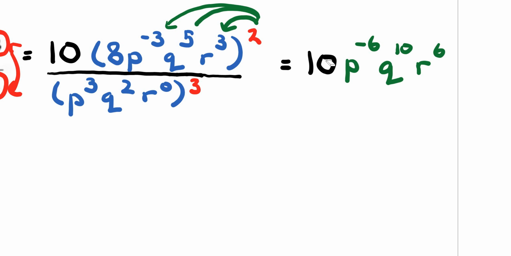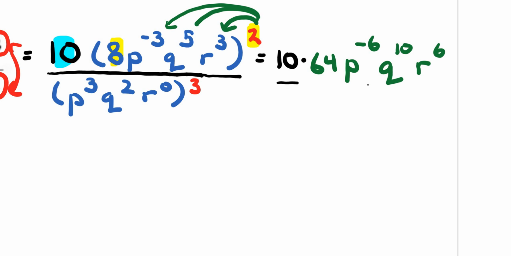Oh wait, sorry. I forgot that there was an 8 here, right? So 8 to the power 2 is going to be 64. 8 times 8 is 64. And then we still have this 10 hanging around, so I'll put the 10 just next to that.